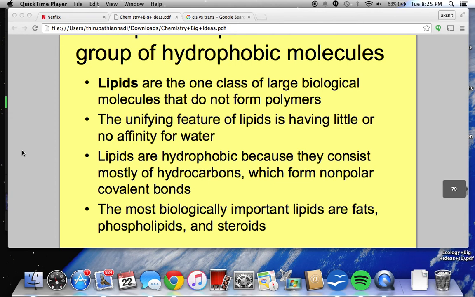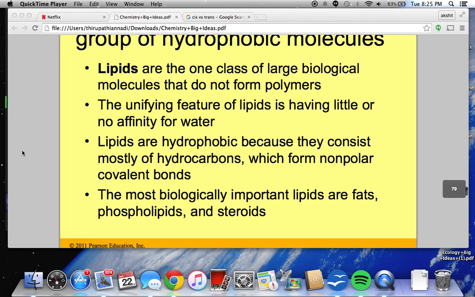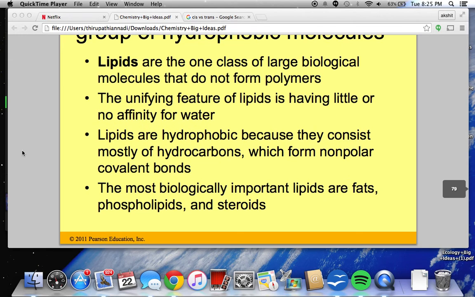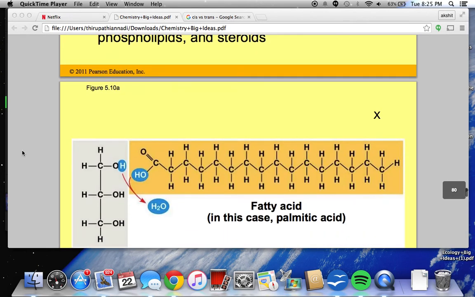They're hydrophobic because they're non-polar. Like I said, they're just a bunch of hydrogen and carbon. And the most important lipids are fats, phospholipids, and steroids, which I'll go over in like 1 second.